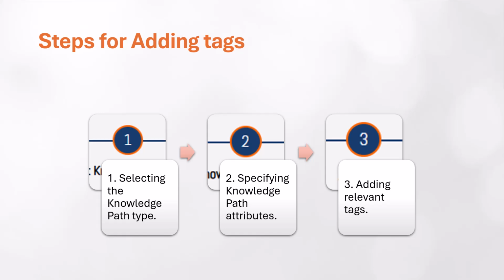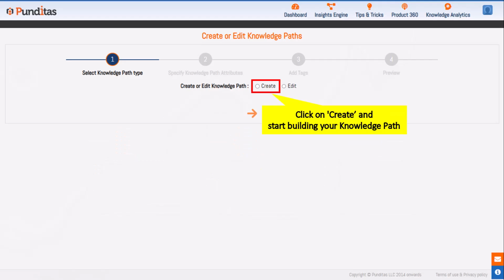Step 1, selecting the knowledge path type. Step 2, specifying knowledge path attributes. Step 3, add tags. Step 1, selecting the knowledge path type. Start by clicking on the Create button in the Select Knowledge Path Type section.